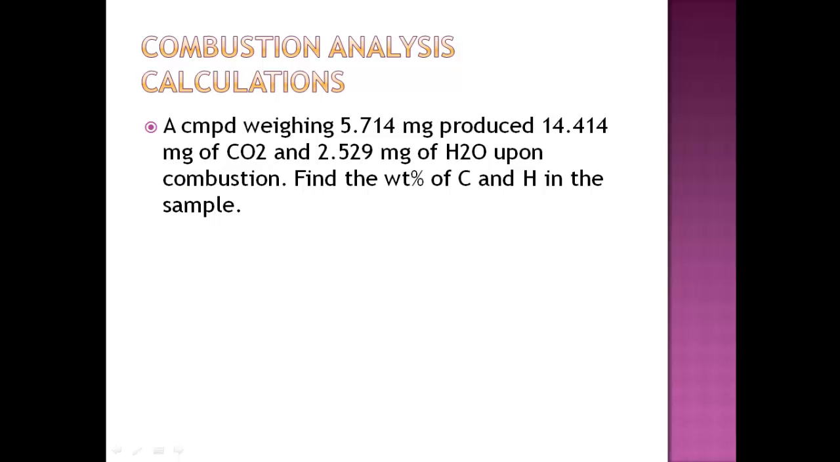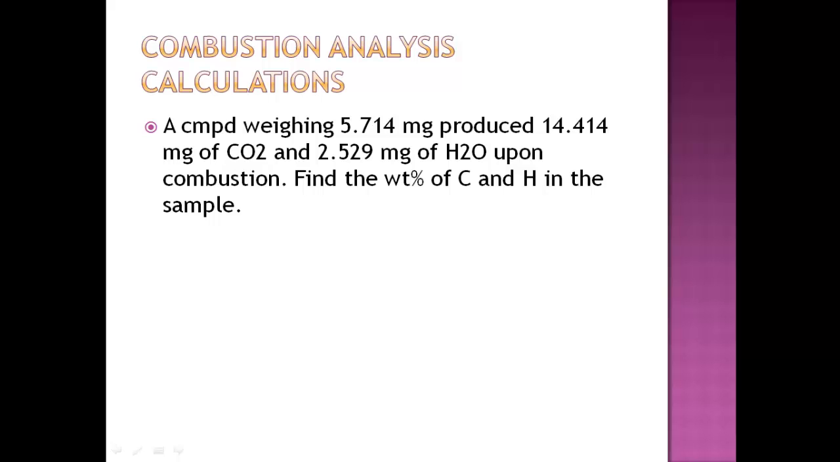So in this problem, it says a compound weighing 5.714 milligrams produced 14.414 milligrams of carbon dioxide and 2.529 milligrams of water upon combustion. Find the weight percent of carbon and hydrogen in the sample. Very simple. All we've got to do is multiply ratios here.